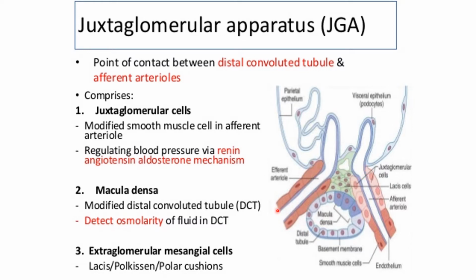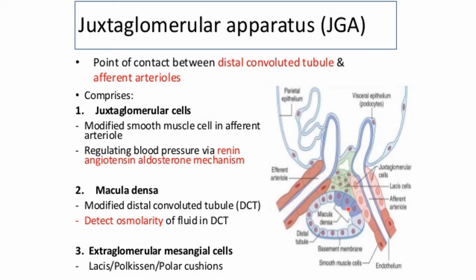This is the efferent arteriole. We are not very much concerned about this structure at the moment. This is another structure, the distal convoluted tubule. There are some modified cells in the distal convoluted tubules at the junction with the efferent arteriole. This is the efferent arteriole and this is the distal convoluted tubule. So the junction of the efferent arteriole and the distal convoluted tubule, this whole structure is named the juxtaglomerular apparatus.